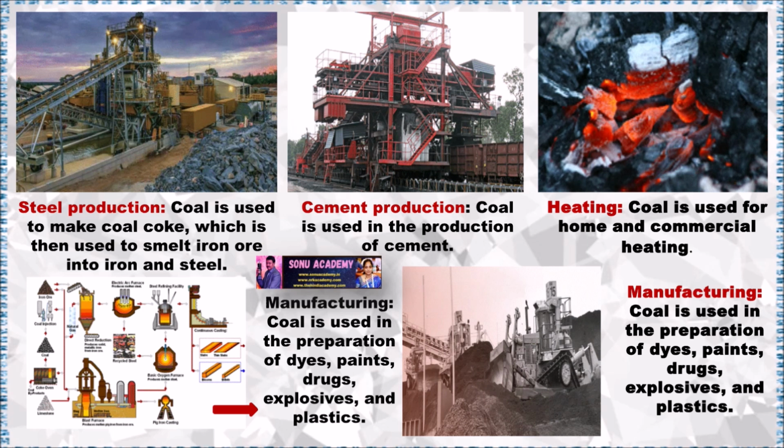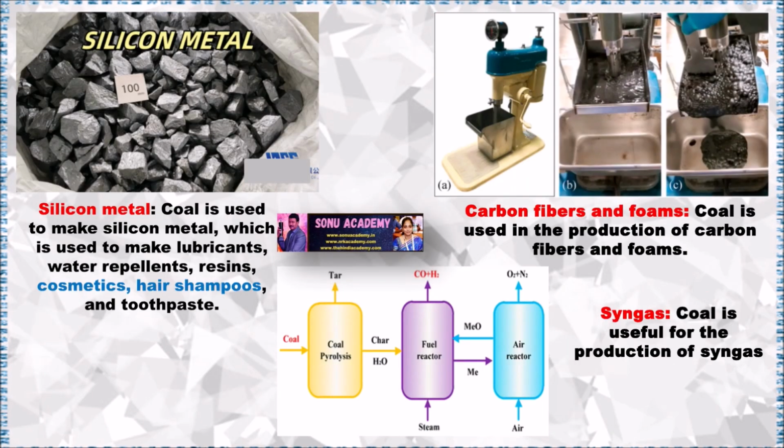Transportation fuel. Coal can be used as a fuel for trains and ships. Manufacturing. Coal is used in the preparation of dyes, paints, drugs, explosives and plastics. Silicon metal. Coal is used to make silicon metal, which is used to make lubricants, water repellents, resins, cosmetics, hair shampoos and toothpaste. Carbon fibres. Coal is used in the production of carbon fibres, and coal is useful for the production of gas.